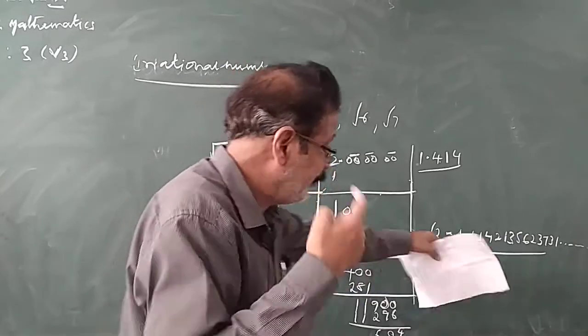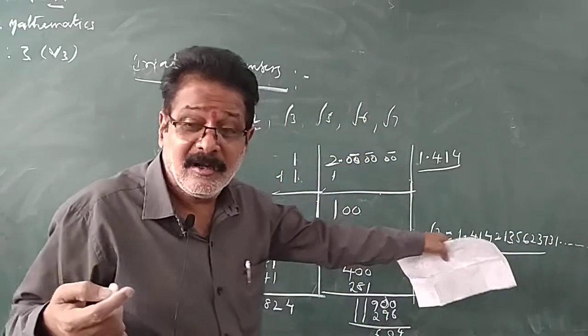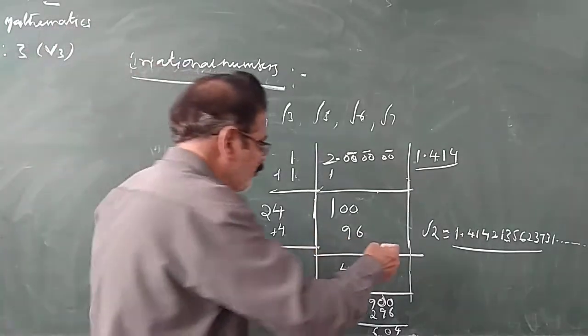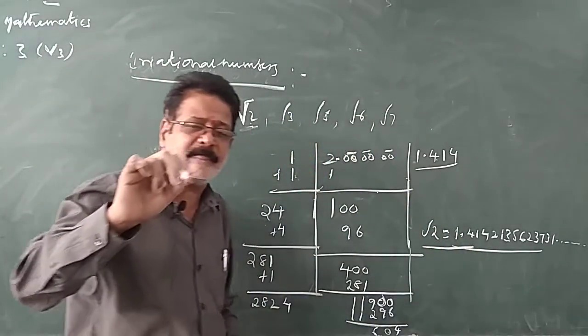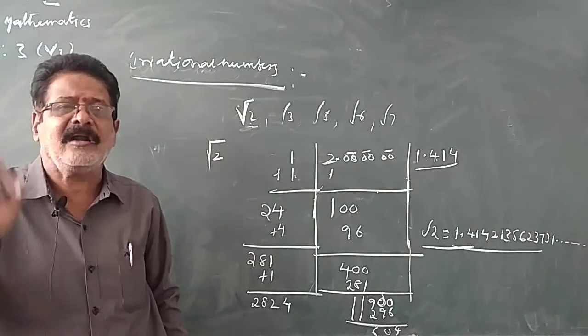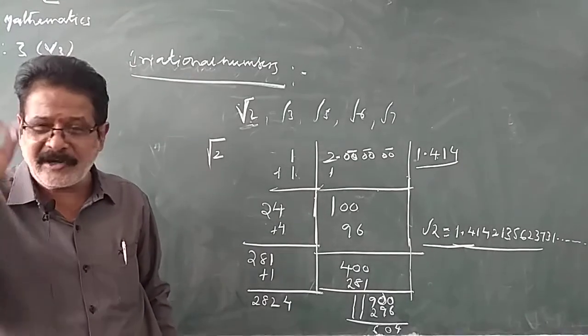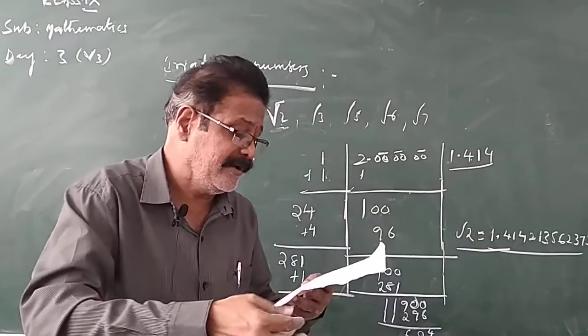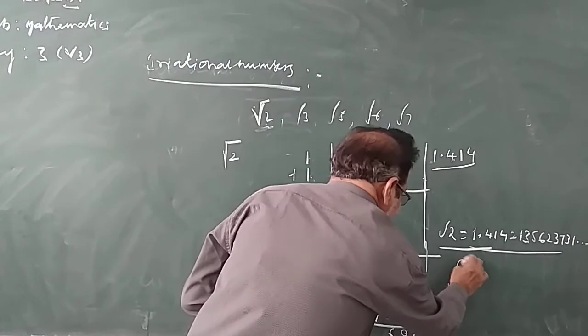So this is not terminating. This is not non-terminating recurring decimal. So it is called an irrational number. Irrational numbers are decimals which are not terminating and which are not recurring, which means not repeating. So, root 3 is also an irrational number.